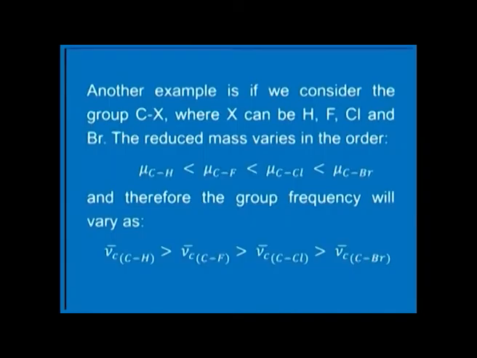Another example is if we consider the group C-X, where X can be H, F, Cl or Br. The reduced mass varies in the order as shown, that is mu for C-H is smaller than mu for C-F bond, than mu for C-Cl bond, and mu for C-Br. And therefore, the group frequency will vary as nu C bar will be highest for C-H, and after that for C-F, followed by C-Cl and C-Br in the order.